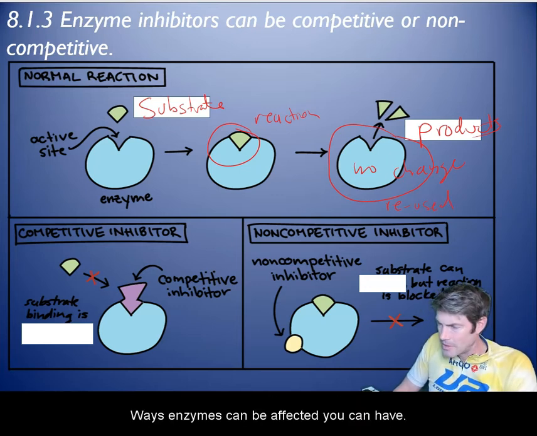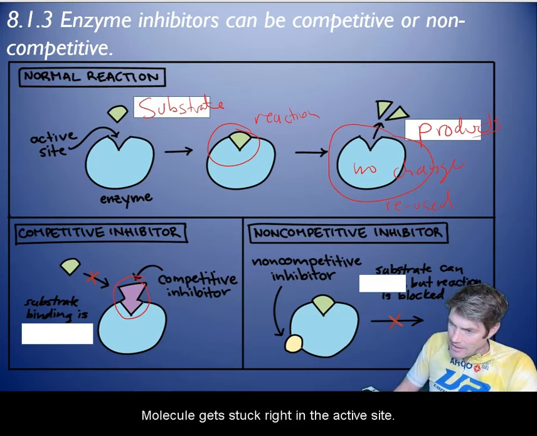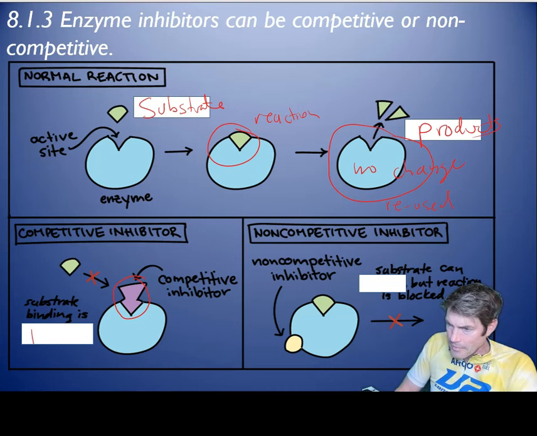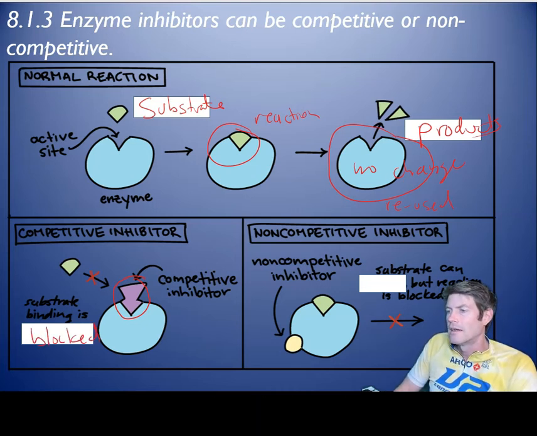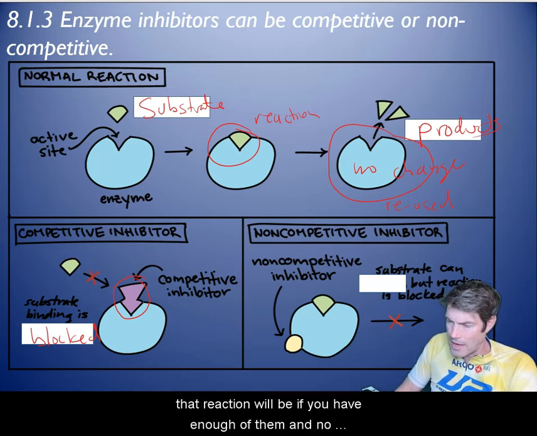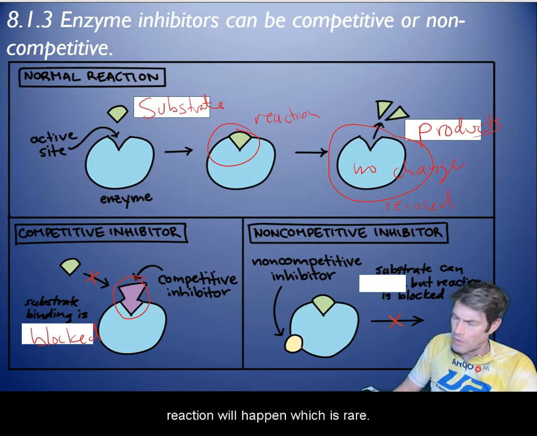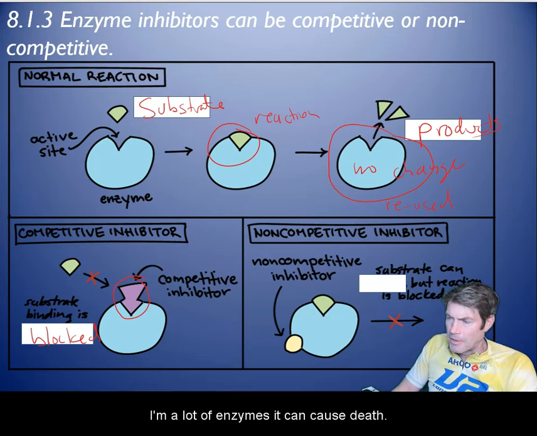Now, ways that enzymes can be affected: you can have a molecule get stuck right in the active site, which means nothing's going to happen. It's blocked. The more competitive inhibitors you have, the slower that reaction will be. If you have enough of them, no reaction will happen, which is rare. Which I believe is how a lot of poisons work. They block a lot of enzymes that can cause death.